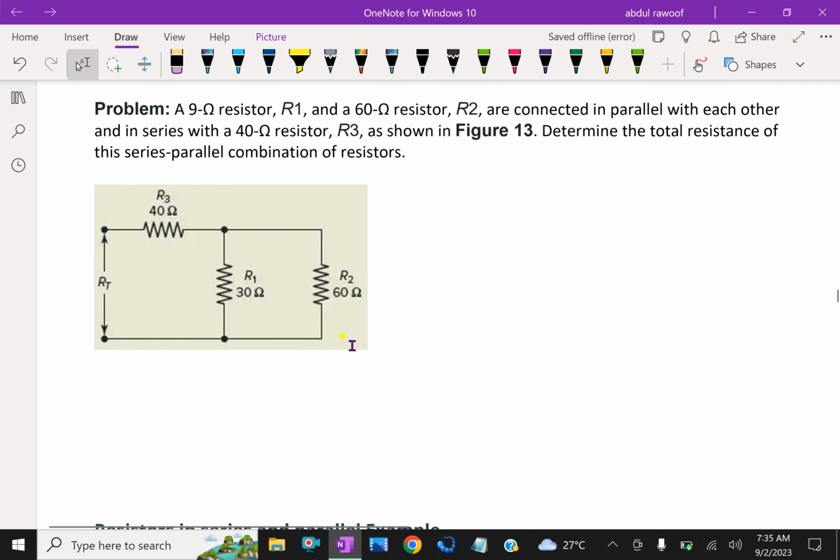Now look at these problems here. A 9 ohm resistor R1 and a 6 ohm resistor R2 are connected in parallel with each other and in series with a 40 ohm resistor R3, as shown in the figure. Determine the total resistance. Here, this together.